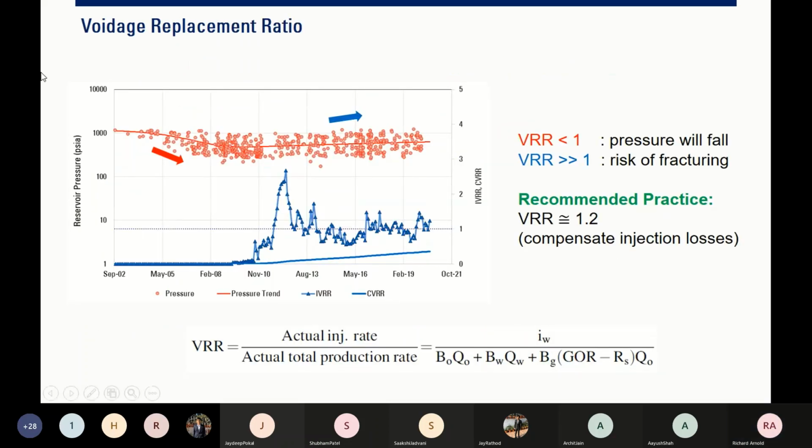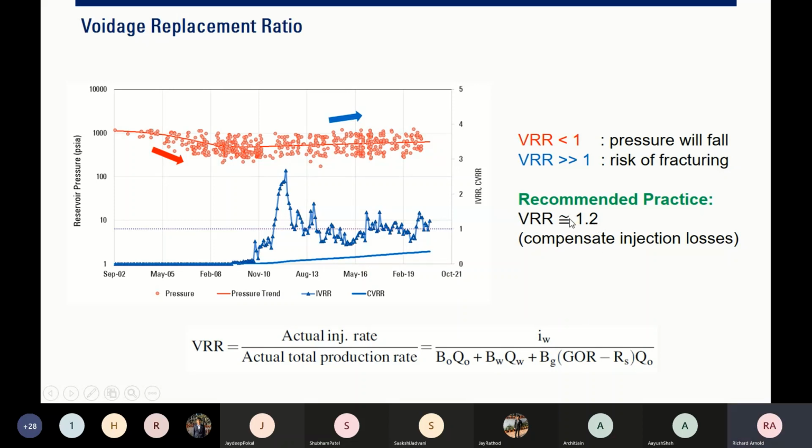And also voidage replacement ratio. It is a material balance analysis. Okay, it's quite easy. VRR, or the voidage replacement ratio, we can calculate by using this formula: actual injection rate divided by the actual total production rate. We know the water injection rate. We know the production rate for each phase: oil, water, and gas. We need to keep our VRR around 1 to 1.2.